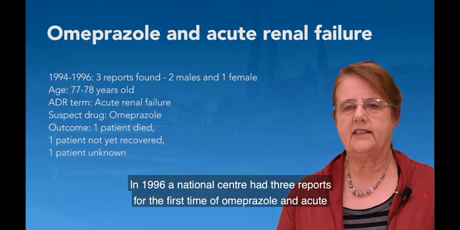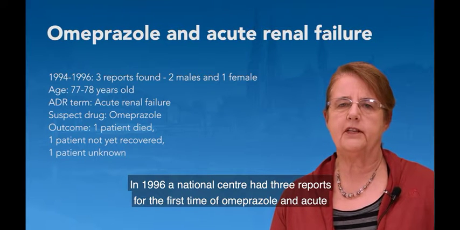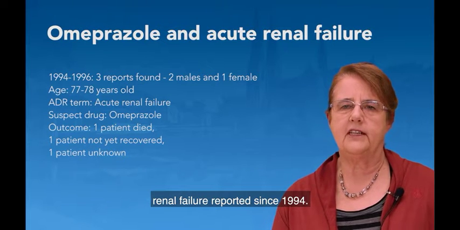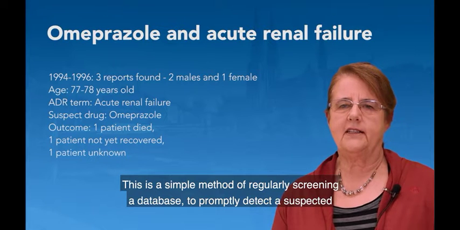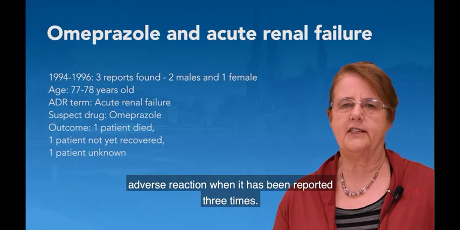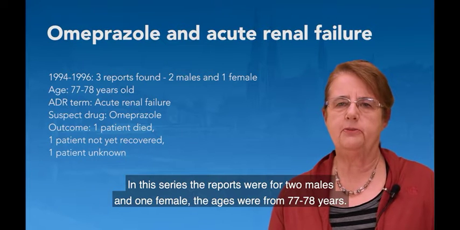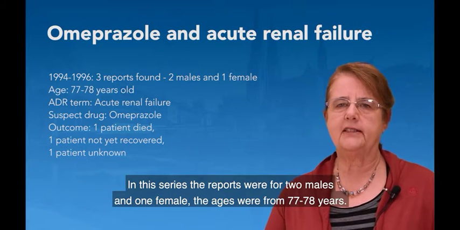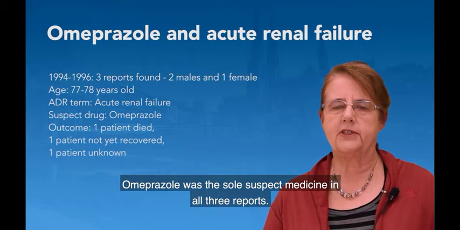In 1996, a national centre had 3 reports for the first time of omeprazole and acute renal failure, reported since 1994. This is a simple method of regularly screening a database to promptly detect a suspected adverse reaction when it has been reported 3 times. In this series, the reports were for 2 males and 1 female. The ages were from 77 to 78 years. Omeprazole was the sole suspect medicine in all 3 reports.